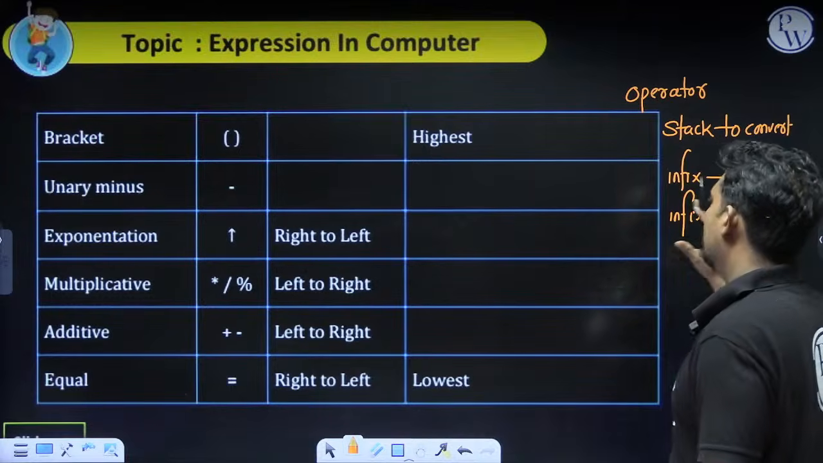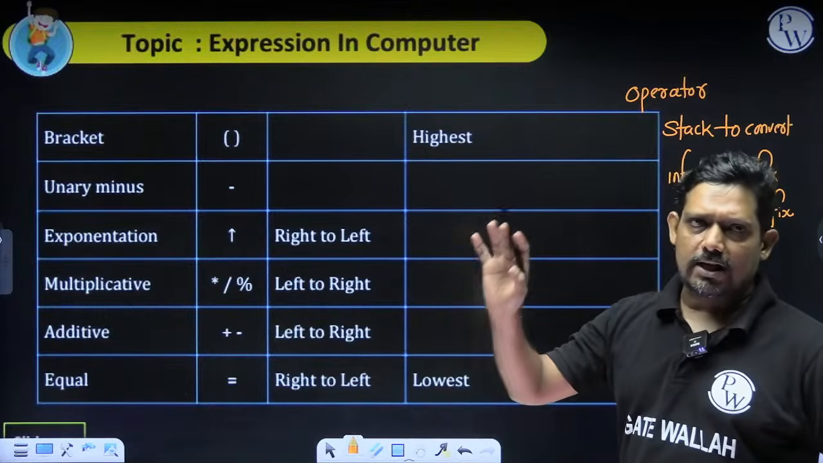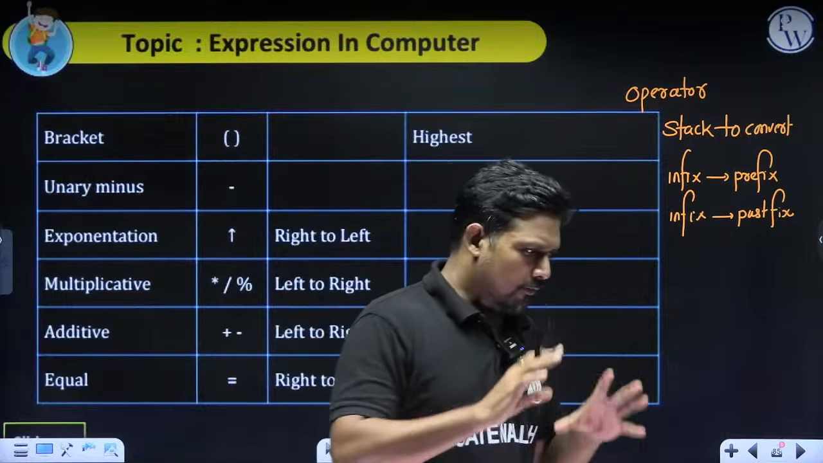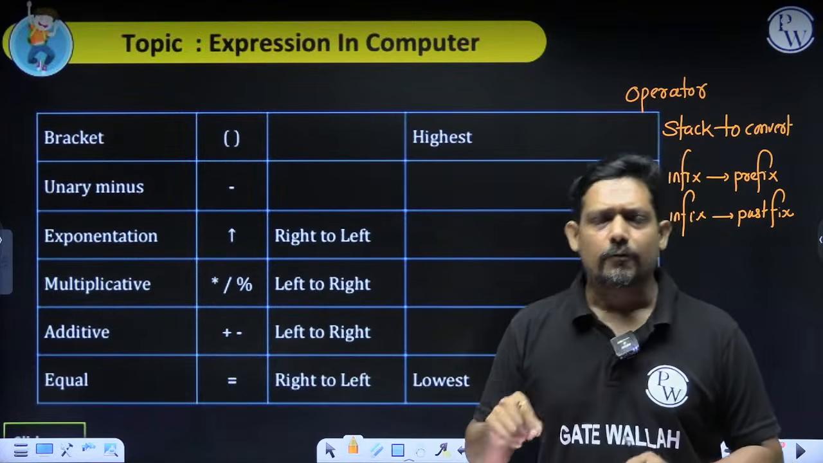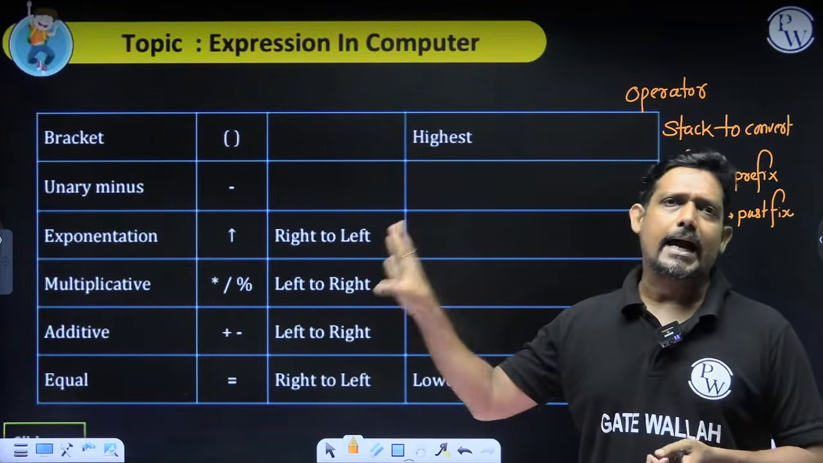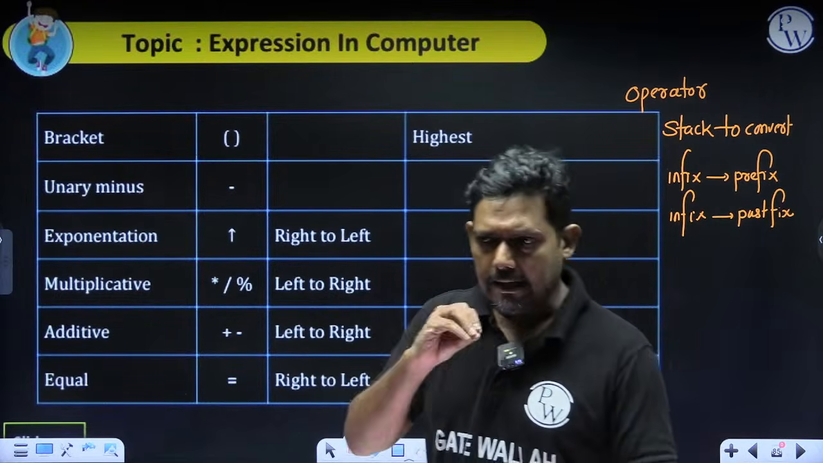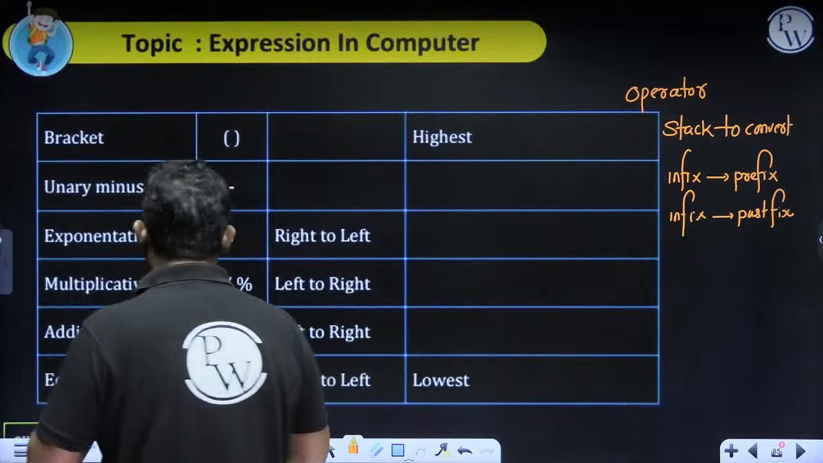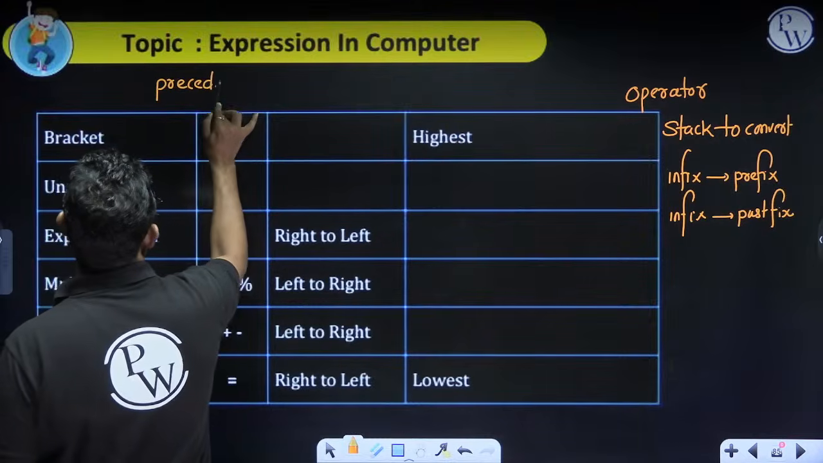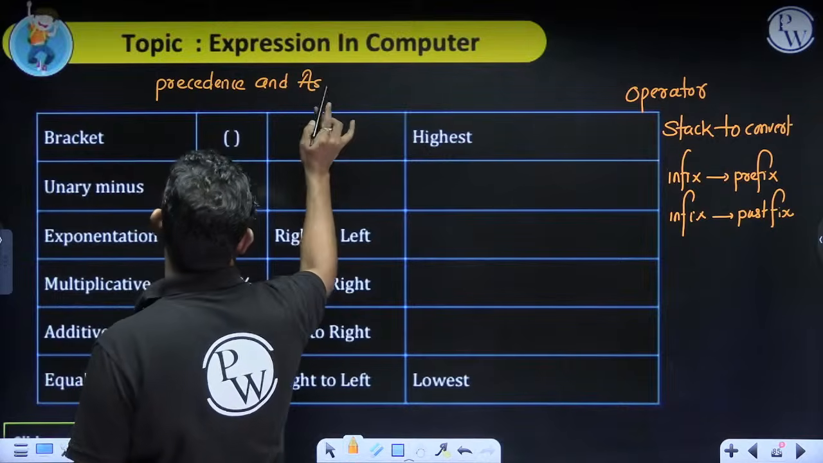So I can use a stack for this conversion. That is true, without a stack we can also do it. Whether I am using a stack or not, in both cases I need the precedence and associativity table, because this decides in which order we will perform the operations.